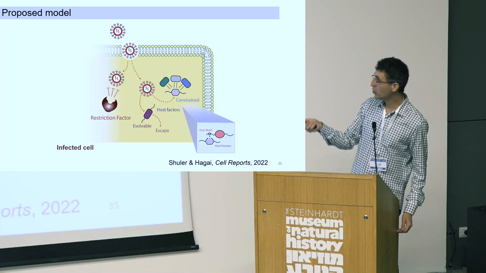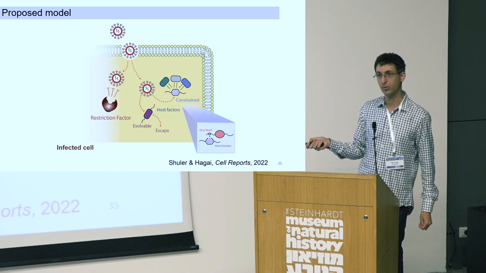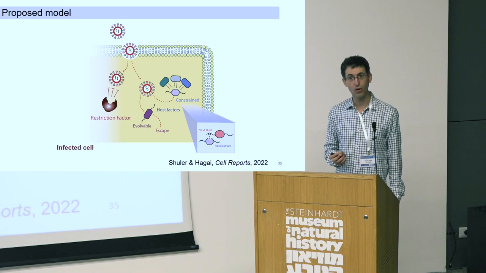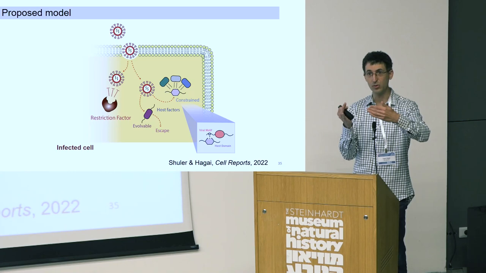The majority of them are evolutionarily constrained. We saw an extreme example today when we looked at the human proteins that interact with viruses through domain-motif interactions. So this is the majority. The minority are actually evolvable. These are the ones with the few interactions and with these loose residues that can evolve away. They can escape these interactions.